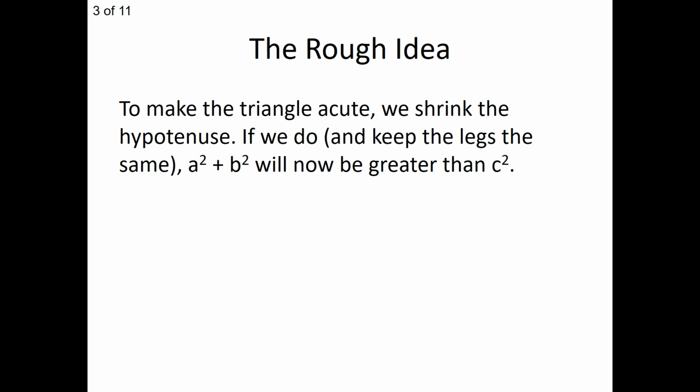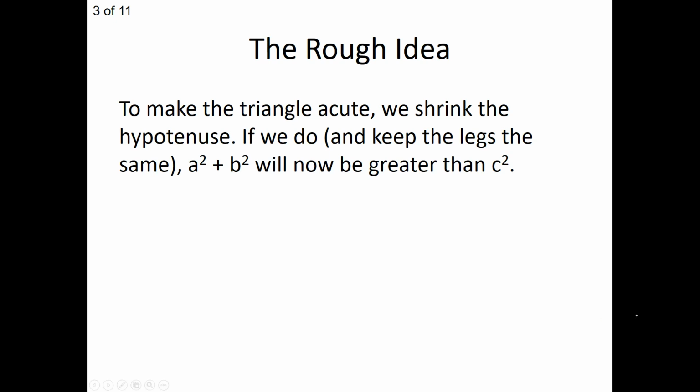To make a triangle acute, think about taking a right triangle and we shrink the hypotenuse, leave the legs the same length. If we shrink the hypotenuse, that means we're going to find that a squared plus b squared is now greater than c squared because our third side got shrunk, right? Which means the value of our hypotenuse is now less than that of the sum of the squares of the legs.